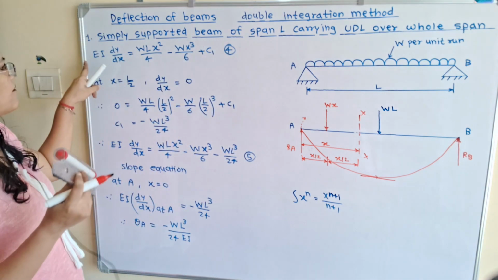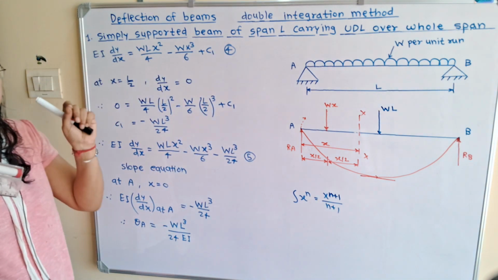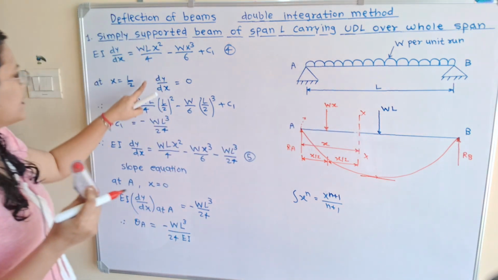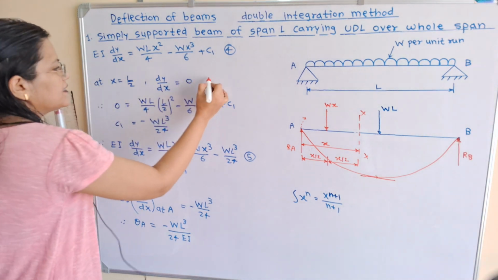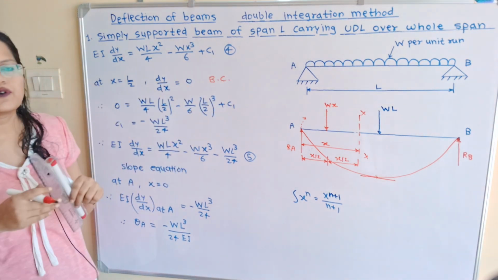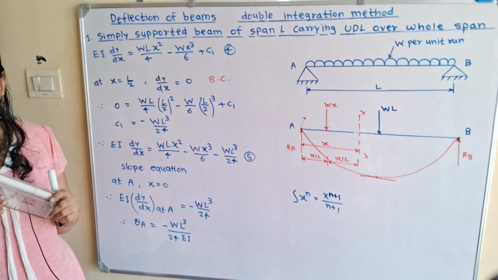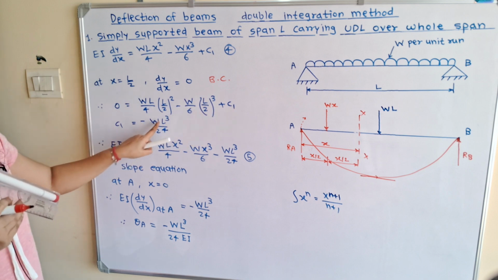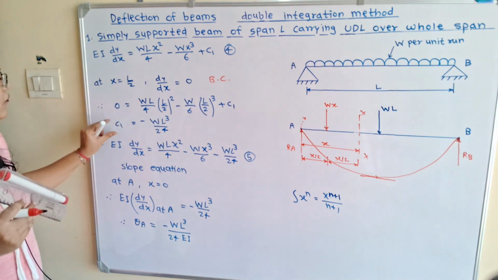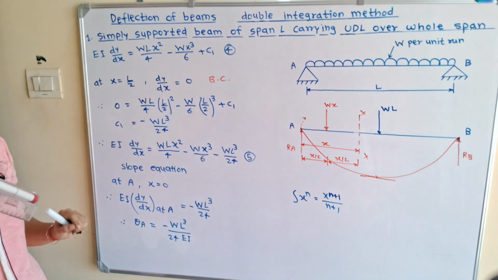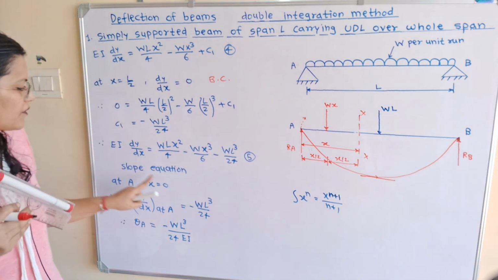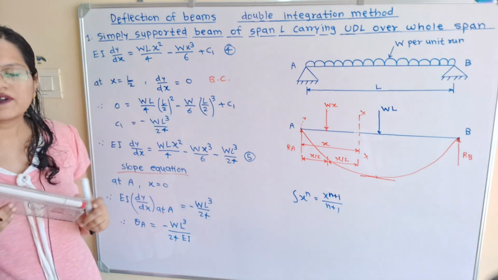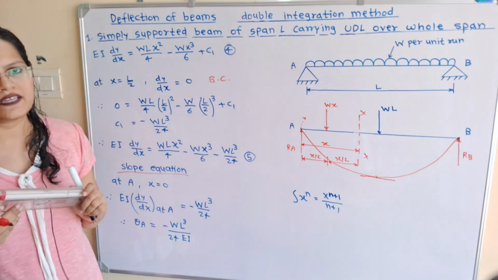Now if we observe equation number 4, this dy by dx is nothing but the slope. So at x is equal to L by 2, dy by dx is equal to 0, and these are the boundary conditions. We will apply these boundary conditions in equation number 4, and we will get the value of C1 as minus WL cube by 24. When we put the value of C1 in equation number 4, we get equation number 5, and this is known as the slope equation. By using this equation we can calculate the slope at any point.